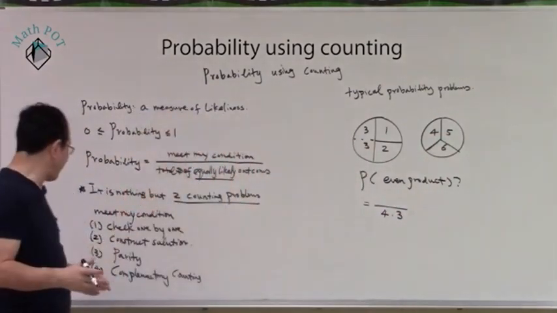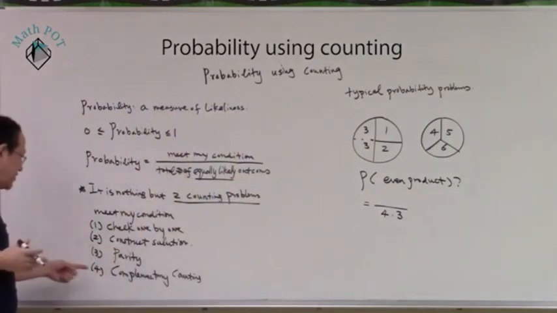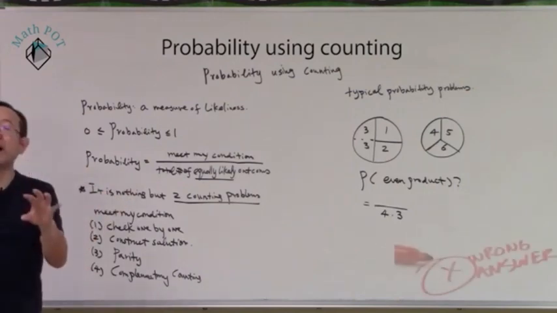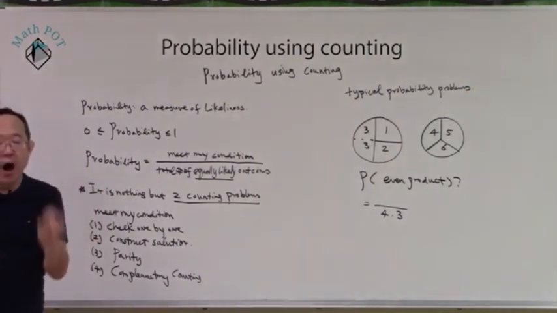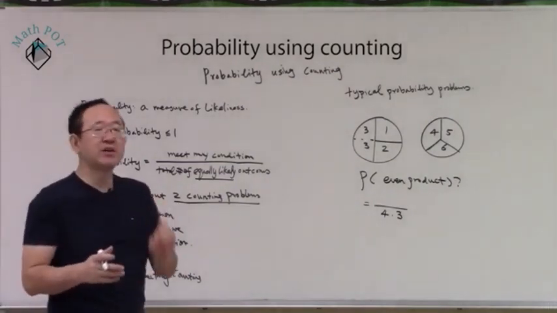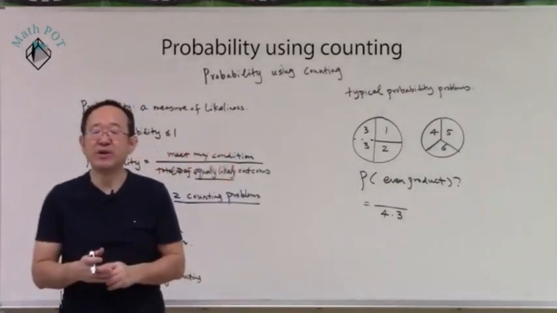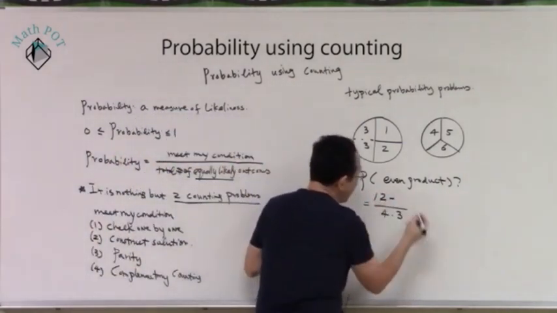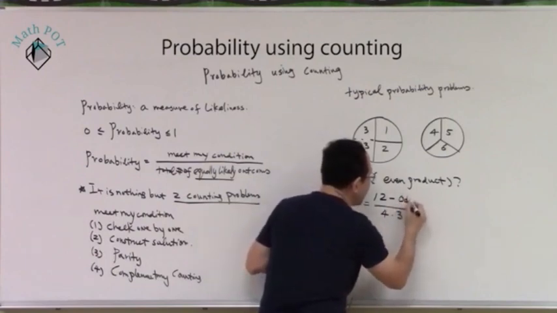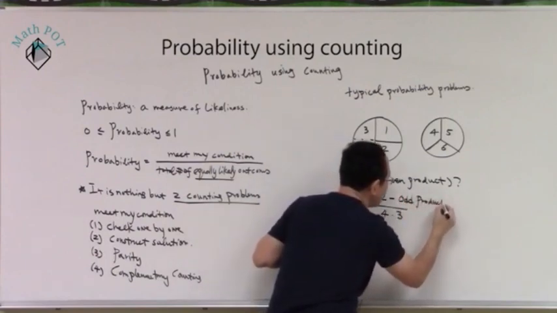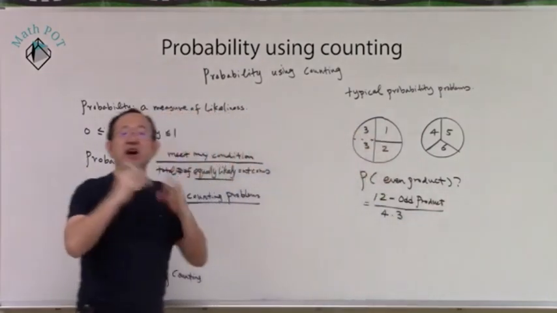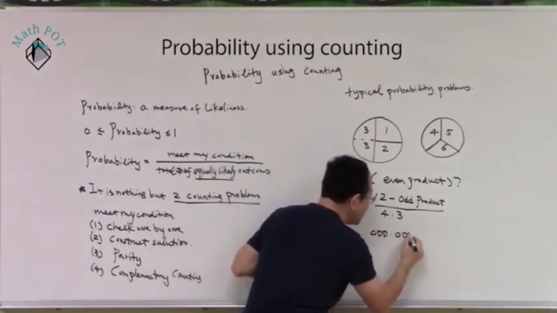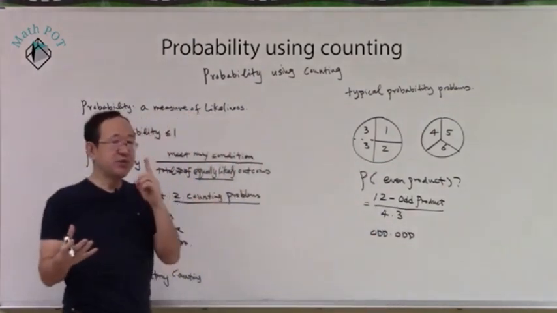For an even product, definitely think about parity, and about the complementary quantity. We can figure the total, which is 12, and subtract the wrong answer, which is the odd product. In order to get an odd product, we need an odd number times an odd number. So we get one odd number in the first step and an odd number in the second step.